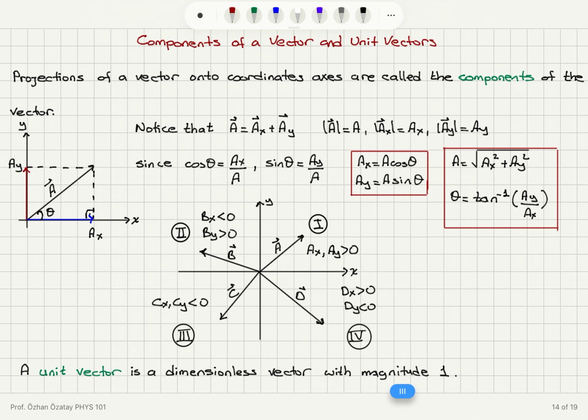Okay. Now, what is a unit vector? A unit vector is a dimensionless vector with magnitude 1.